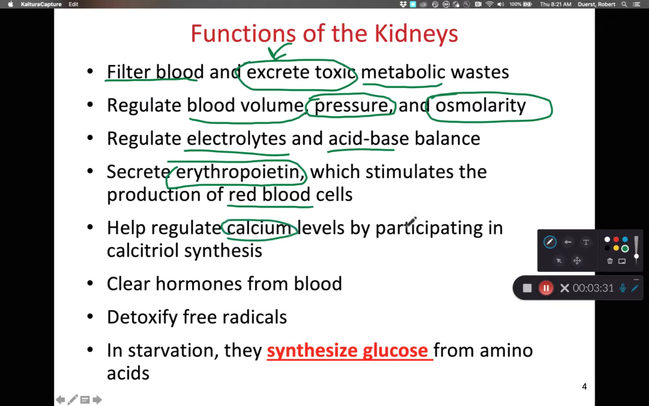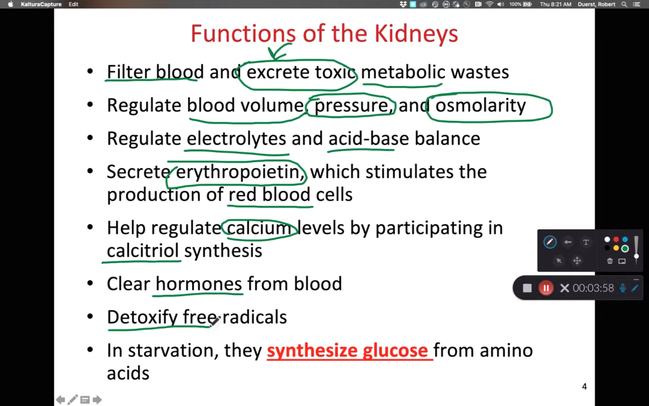ion, blood ion concentrations, because they help us with synthesizing calcitriol, a potent form of vitamin D. We also are going to clear excess hormones from the bloodstream with our kidneys. We will also use our kidneys to help detoxify free radicals, although candidly, I usually think of the liver when I think of detoxifying a molecule as opposed to removing a molecule, but our kidneys are also capable of detoxifying just like the liver is.